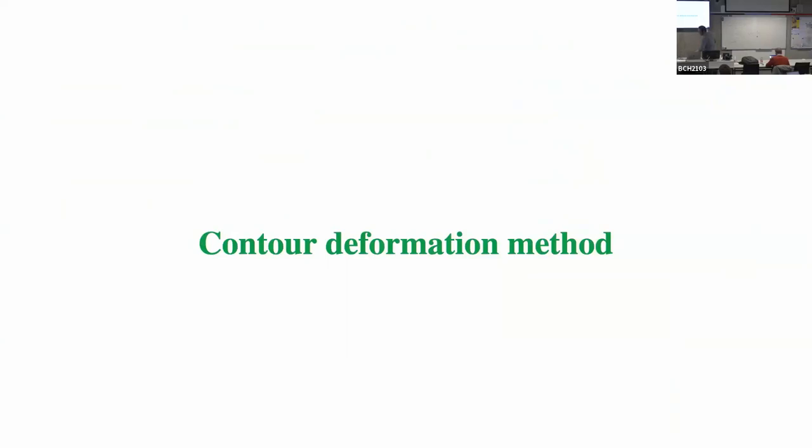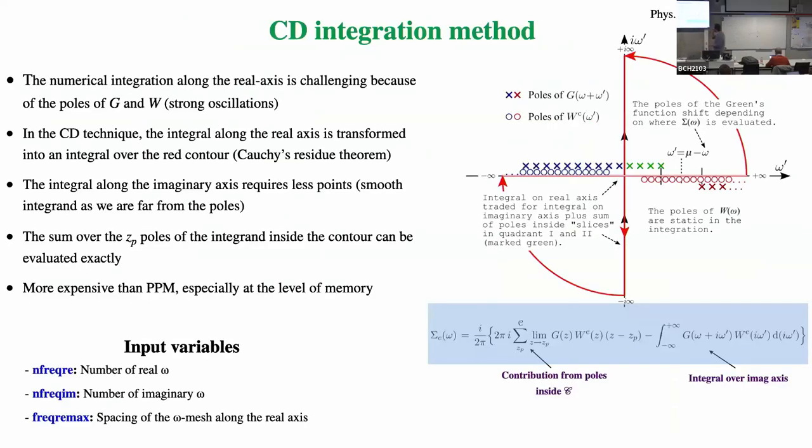Very quickly, if you want to go beyond the plasmon pole, this means that you have to compute the convolution between G and W along the real axis. And in principle, this integral is from zero up to infinity. So you have to sample many frequencies. And the problem is that both G and W have poles along the real axis. So you need a very good, high resolution in frequency space, and the numerical integration is tricky.